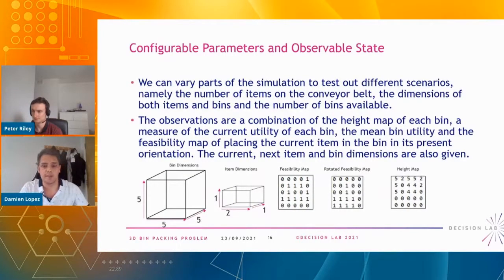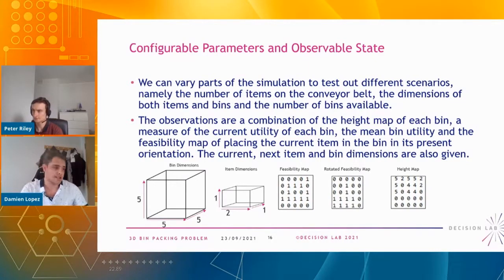So we have a couple of configurable parameters available to us, namely the bin dimensions, which we have scoped between a 1x1x1 box to a 5x5x5 box. And then we can also vary the item dimensions, which can be anywhere between a 1x1x1 all the way up to a 5x5x5 if you really want to, although it's not really tenable in this type of scenario. We can also vary the number of items available to be placed on the conveyor belt, and also the number of bins available to be packed in.